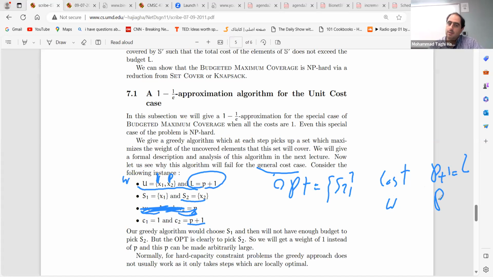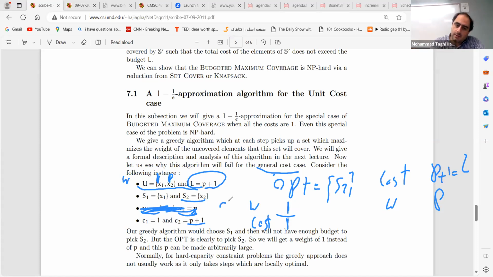What does our algorithm do? The algorithm comes and computes. If I just select S1, the total weight that I'm covering would be 1. And how much cost am I paying for that? The cost that I'm paying is also 1. So this is the weight, this is the cost. The ratio of this is actually 1.